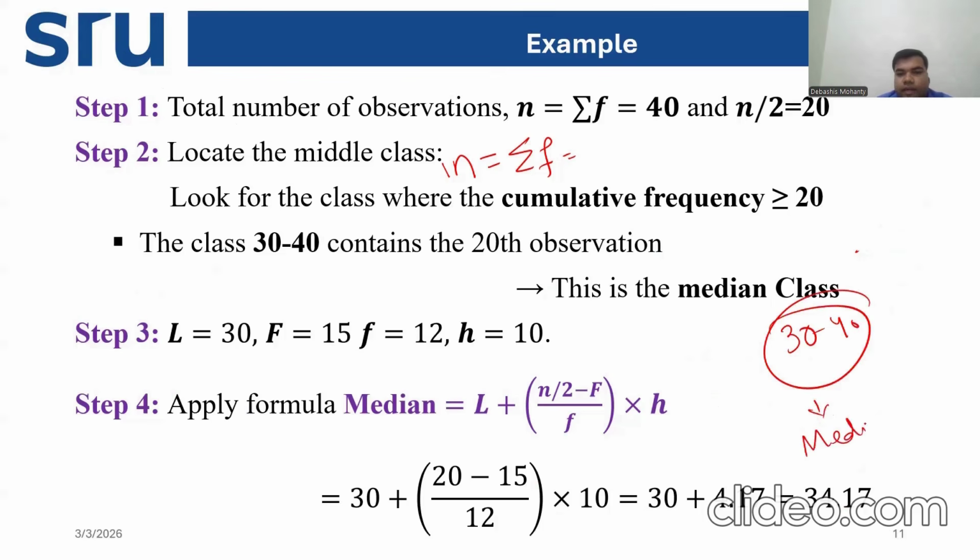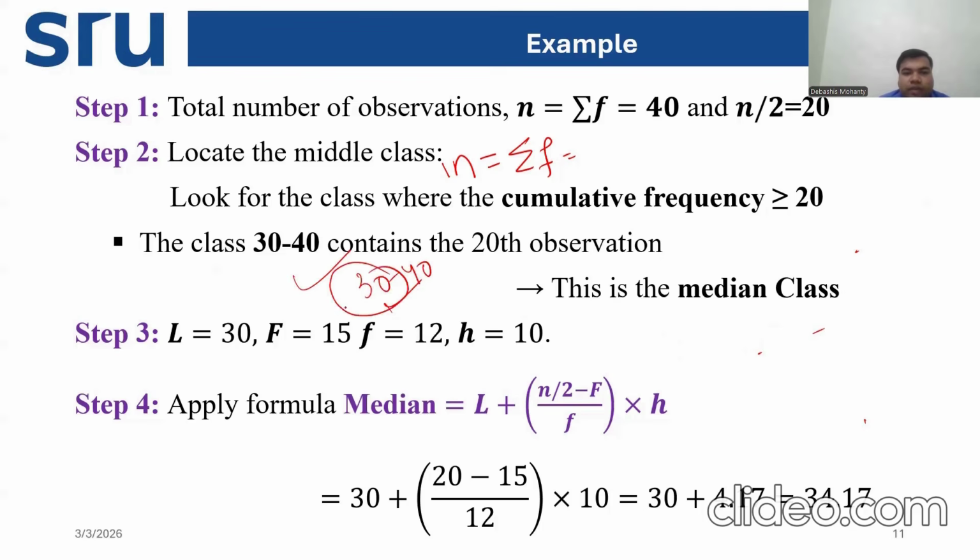This is the median class. Then after finding this median class, we need to check the formula: L plus (n by 2 minus F) divided by f, into h. So L means the lower boundary of the median class. What is the median class? 30 to 40. The lower boundary means the lowest value. The lowest value is 30, right?